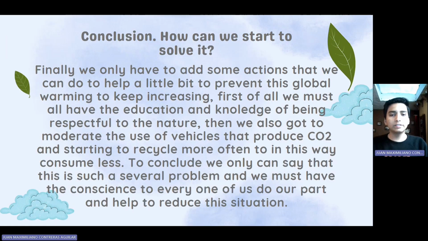Conclusion and how we can start to solve it. Finally, we only have to add some actions that we can do to help a little bit to prevent this global warming from continuing to increase. First of all, we have education and knowledge of being respectful to nature. Then we also have to moderate the use of vehicles that produce a lot of CO2 and start to recycle more often, in this way consuming and producing less.